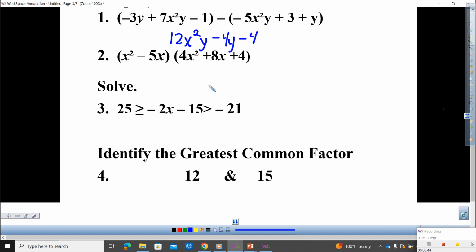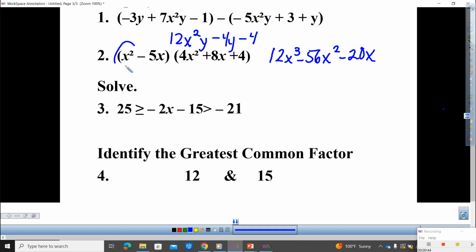All right. Jaden, what did you get? 12x to the 3rd. Hold on. 12x to the 3rd. What else? Is that it? Close. All right, so let me go over this.